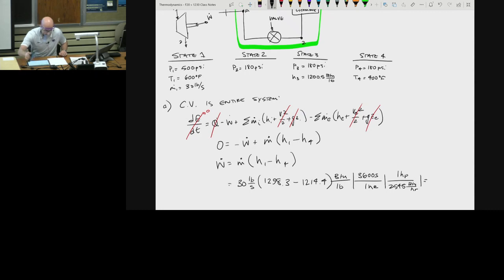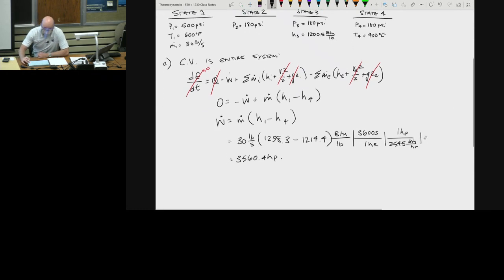And so now I can run through my values. 30 times 1,298.3 minus 1,214.4. I take that times 3,600 divided by 2545. And I get that this is going to be a 3,560.4 horsepower turbine. Okay, that's good. That's our value. We've answered part A.